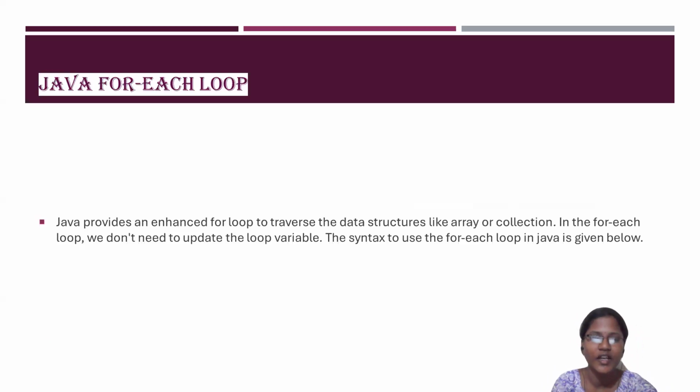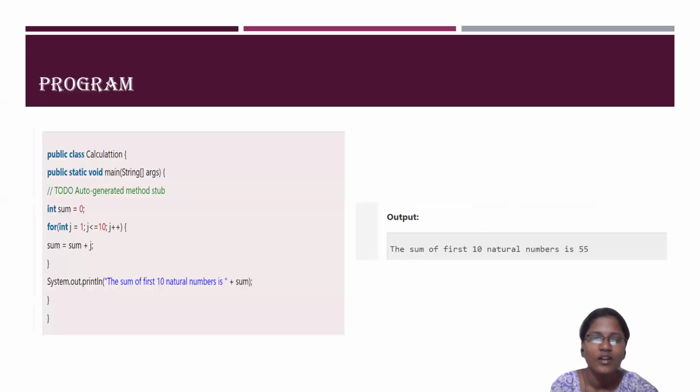Java for each loop. In addition to the for loop, Java also provides an enhanced for loop to traverse data structures like arrays. And in this, we need not update the loop variable. So it's easy for us to execute. And let us see an example.